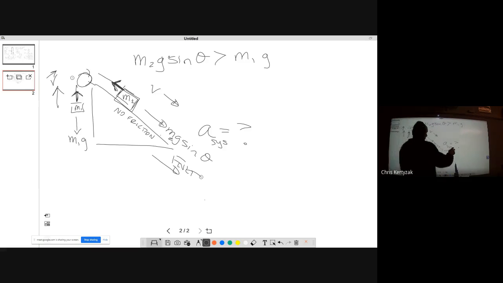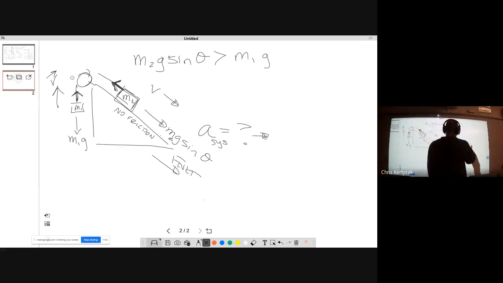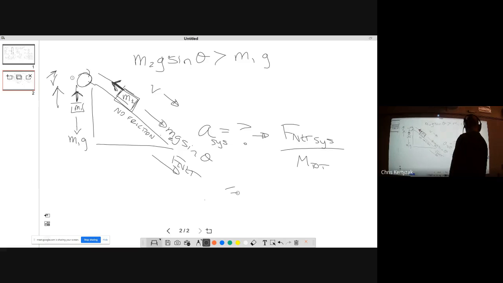So if we want to know the acceleration of the system, what do we do? We divide the net force on the system by the total mass of the system. So we have m2g sine theta pulling down the ramp minus m1g on the other side, all divided by m1 plus m2.